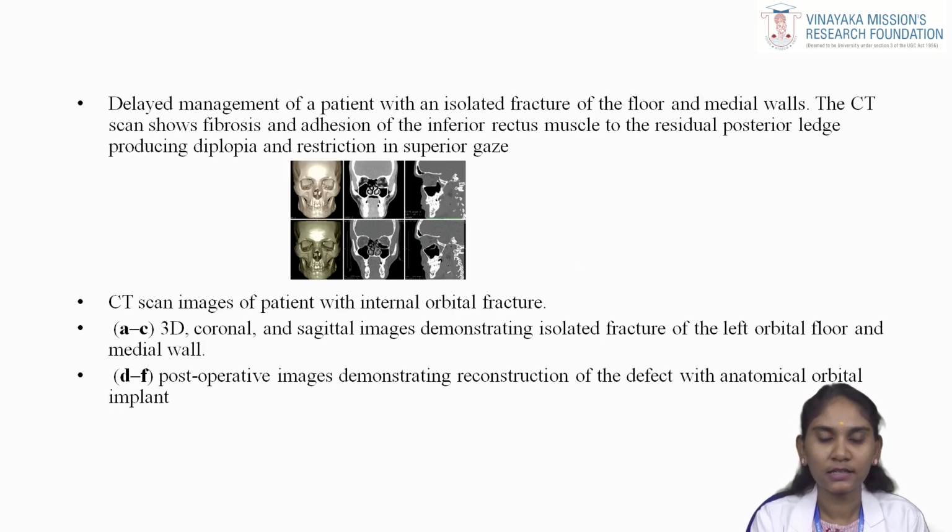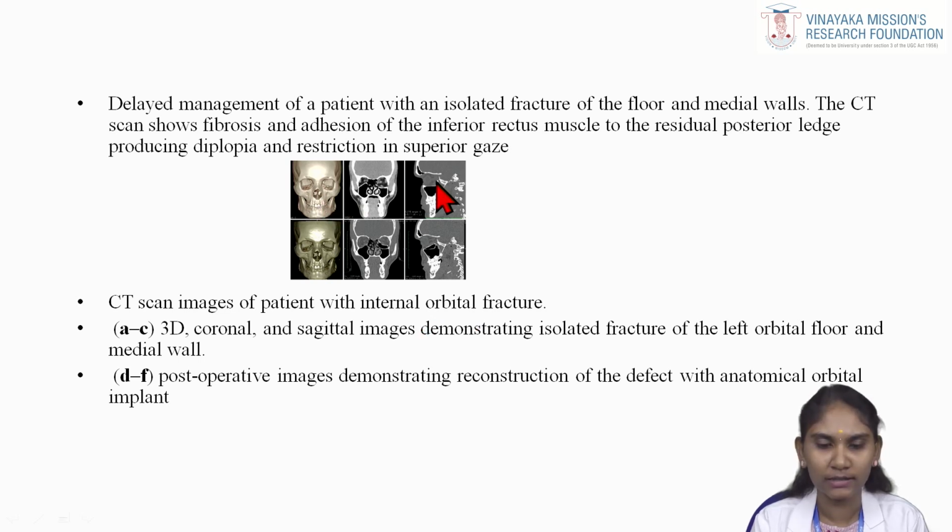And this is a case of delayed management of a patient with isolated fracture of the floor and the medial wall. The CT scan shows the fibrosis and adhesion of the inferior rectus muscle to the residual posterior ledge, producing diplopia and restriction in the superior gaze. So these are CT scan images of the patient with internal orbital fracture.